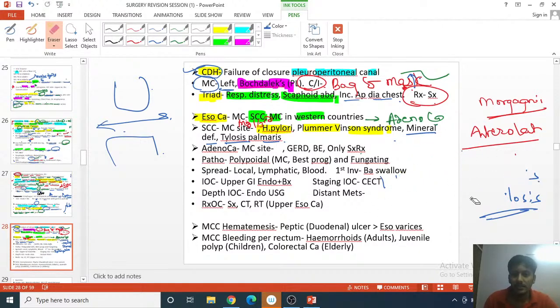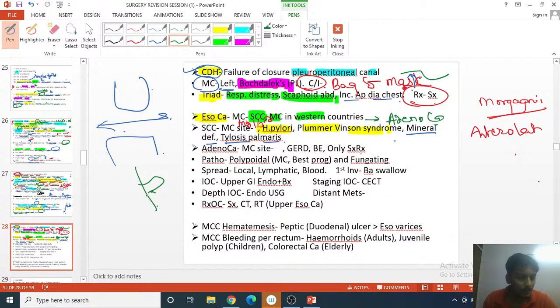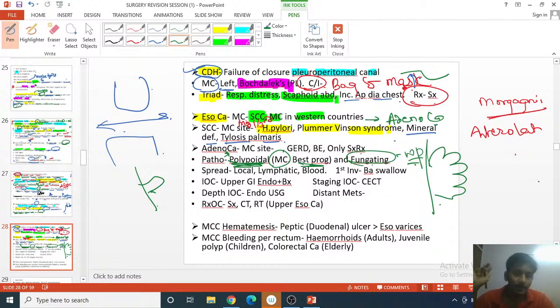Then pathological subtypes होंगे esophageal cancer के. The most common subtype is polypoidal, मतलब polyp like mass होगा. Okay, ऐसा polyp like mass would be protruding. So most common type of esophageal cancer is your polypoidal. Okay, so remember, most common type of esophageal cancer is polypoidal and it has the best prognosis. And next type is your fungating, मतलब इस तरह का कुछ. Okay, this is known as your fungating mass and it has the worst prognosis. So best prognosis is for polypoidal mass and worst prognosis is for a fungating mass.